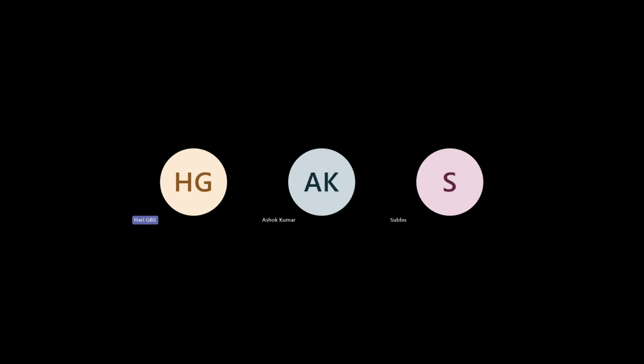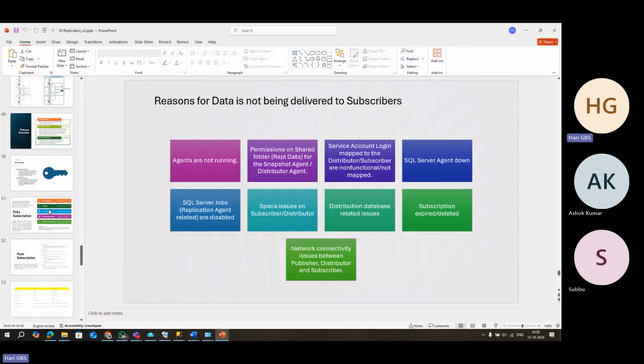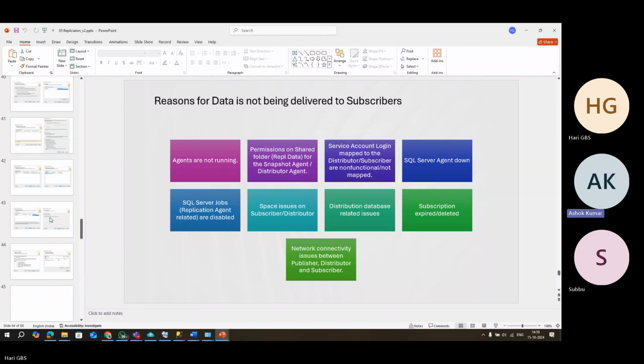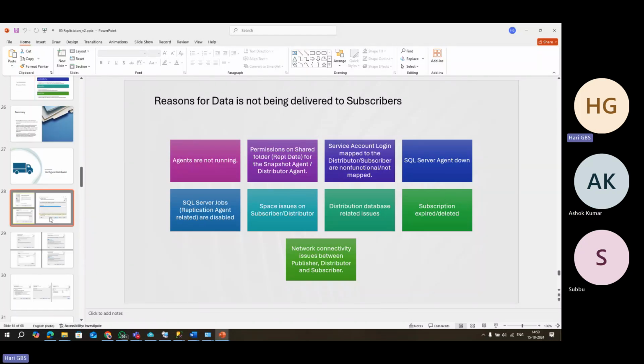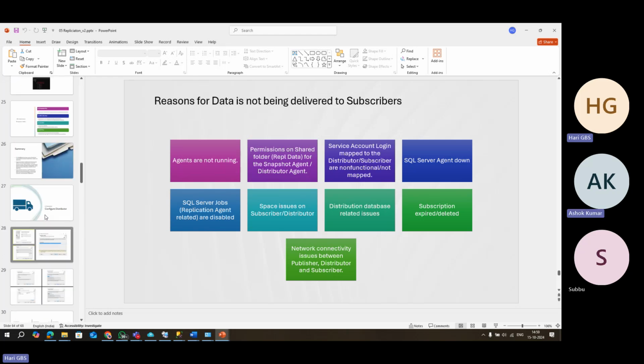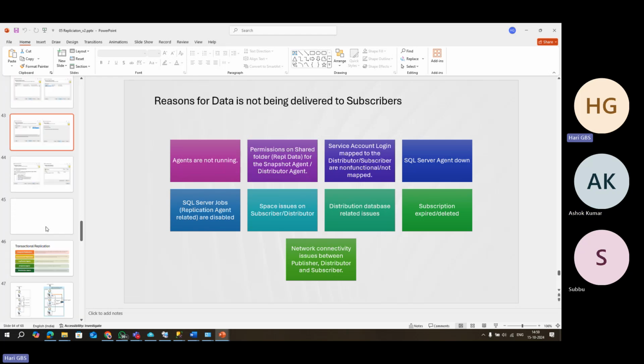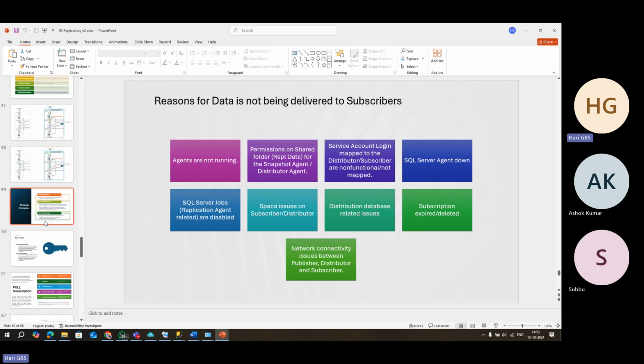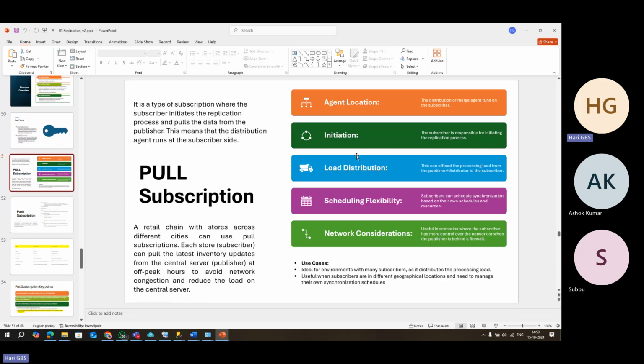We have discussed only about push subscription. Now I am going to configure pull subscription. So there are two types of subscription available. Okay. So what is the difference between push subscription and pull subscription?